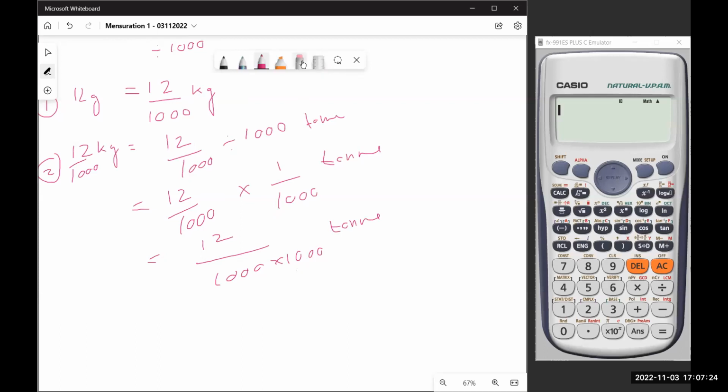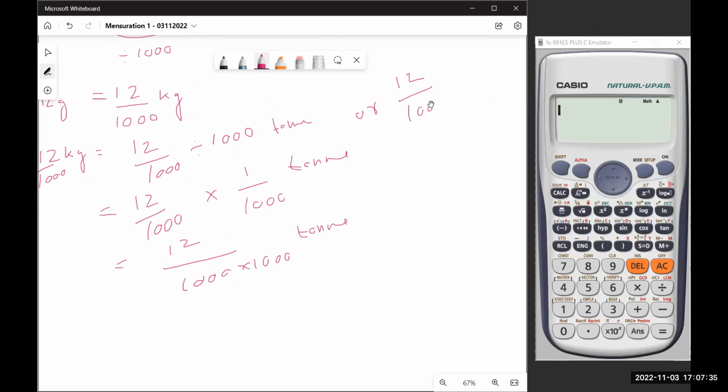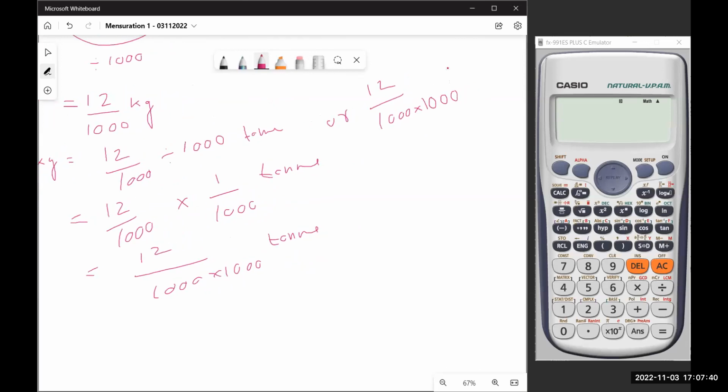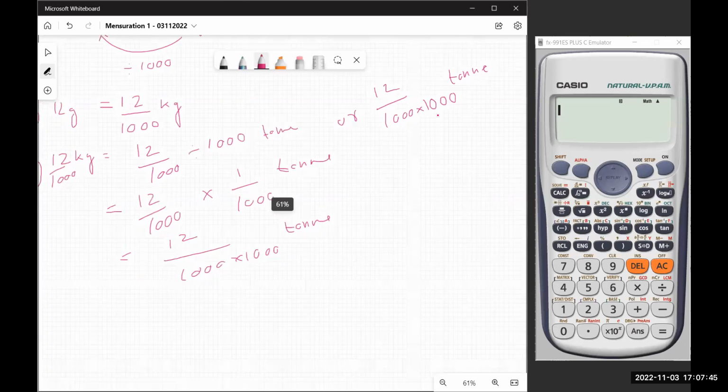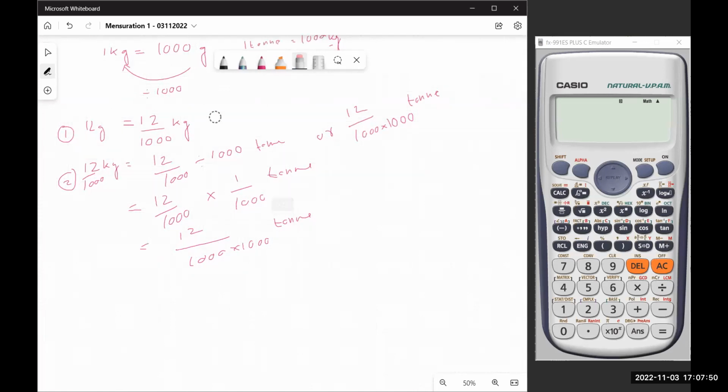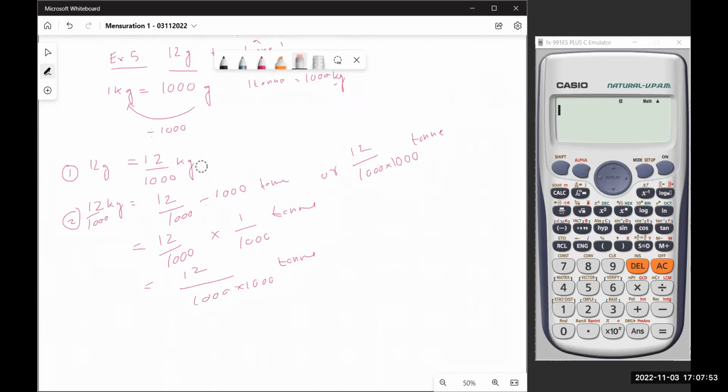So if you're dividing something again, you can directly write it in the denominator. Or in the first step, you can directly say 12 by 1000. And again, you're dividing by 1000. So in the denominator, you have to put another 1000. That's it. And that's your answer. Let's go with it one more time. I converted gram to kilogram, then kilogram to ton. Both times I'm dividing by 1000.